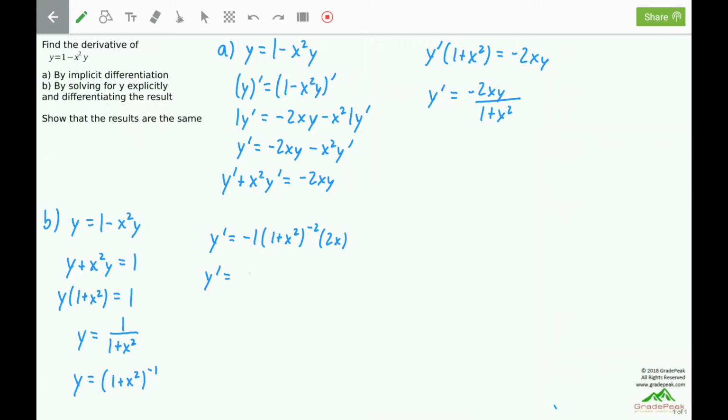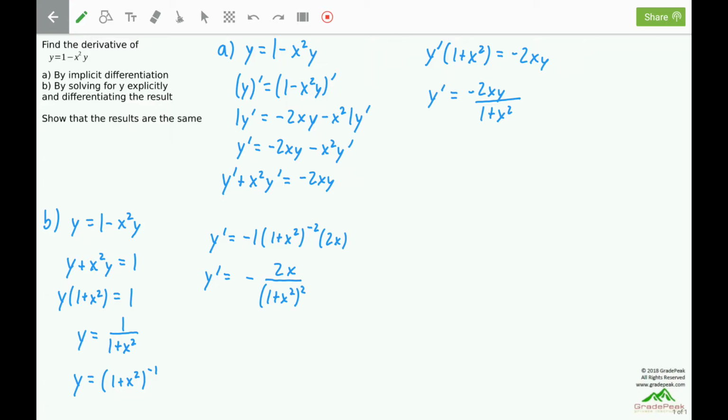The negative in the 2x will stay in the numerator. The negative can even move out front. But the 1 plus x squared to the negative 2 will move to the denominator to become a positive exponent. And there's our explicit derivative, y prime.